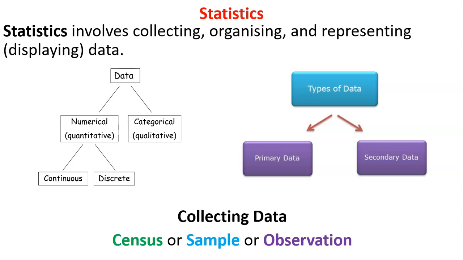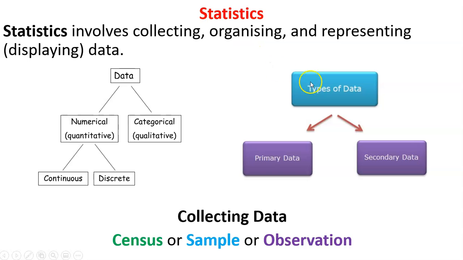Then we've got categorical or qualitative data. Categorical means that it can be split into categories, so it doesn't have numbers associated with it. We might do a survey of eye color. We could do a survey of hair color. We could do a survey of brand of car that your parents own, for example. So that would be categorical data.